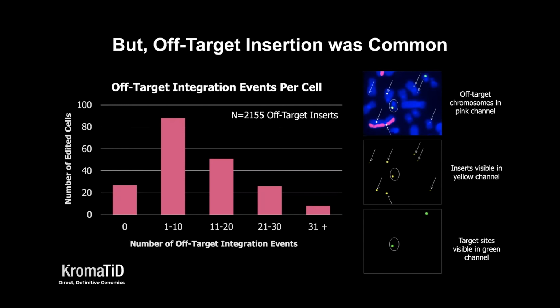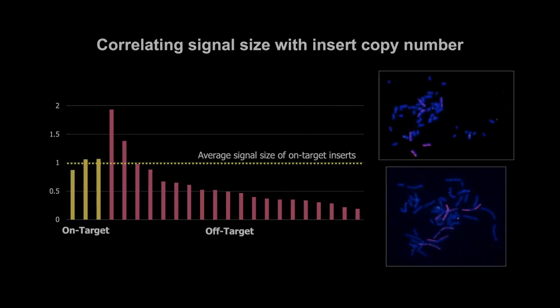DGH imaging data can be quantitative. We assess the signal integrity and locations by examining individual fluorescent channels, measuring the size of individual on-target and off-target integrations. Analyzing this data then allows an assessment of copy number and integration integrity.